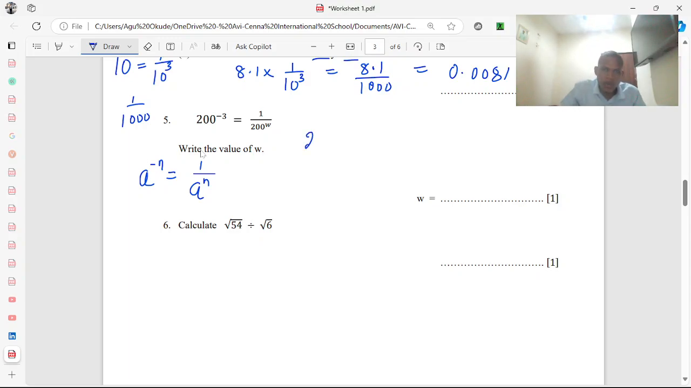So if you have 200 to the power of negative 3, this is actually going to be 1 over 200 to the power of 3, and this is also equal to 1 over 200 to the power of W, from the equation. So now just compare. You must learn how to compare in mathematics, a very important skill. I have 1 on top, I have 1 on top, you have 200. So if you compare, you see that my W is just equal to that 3 there, just like so.